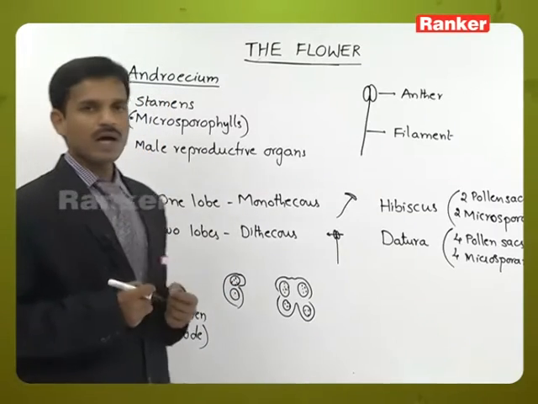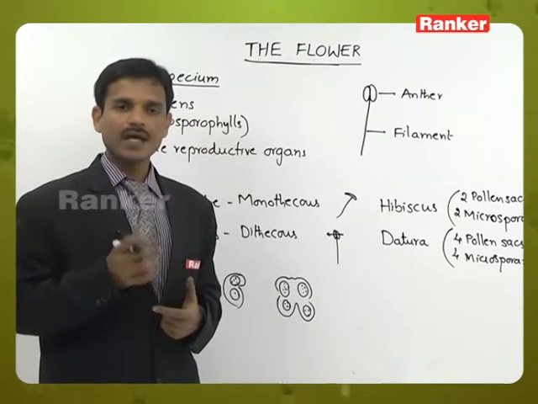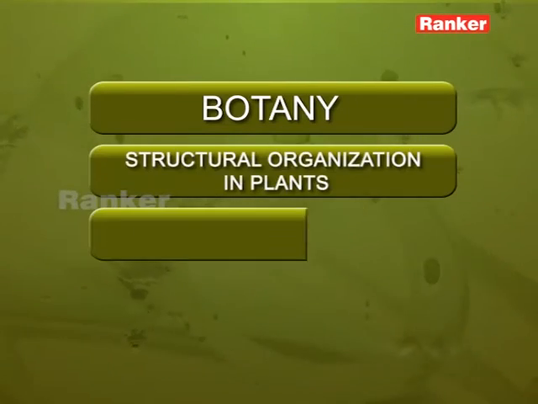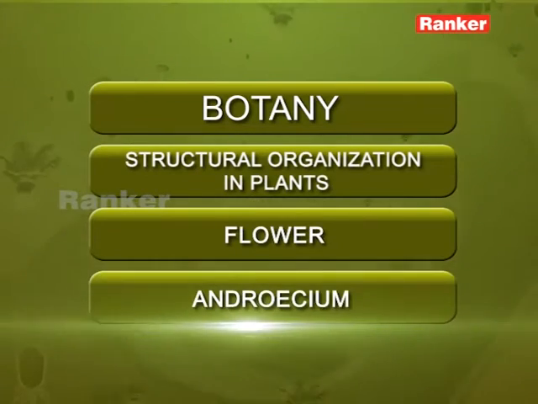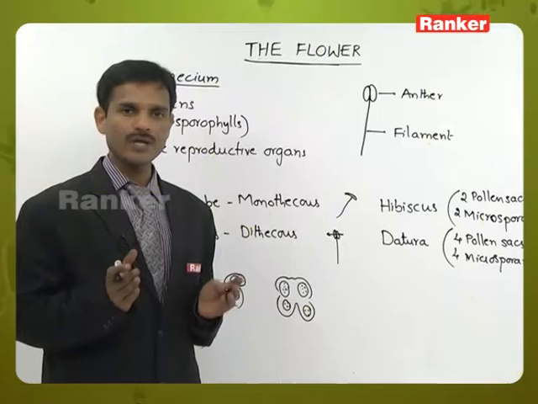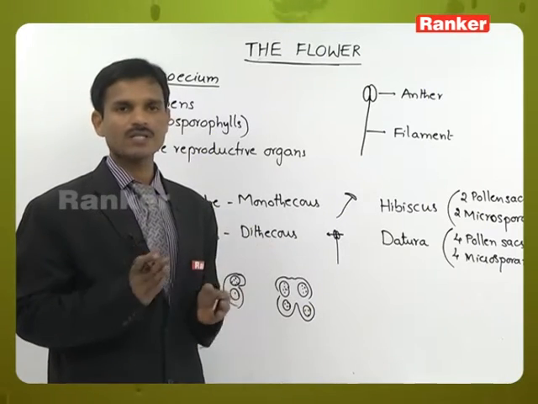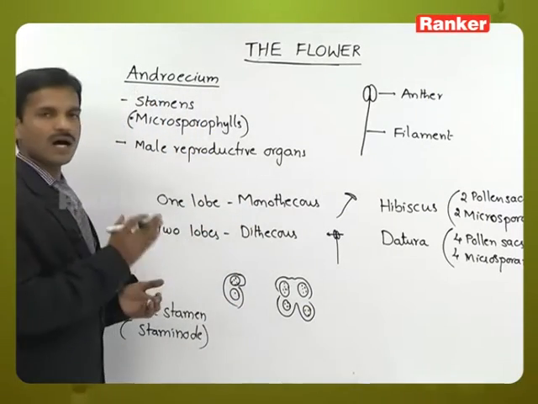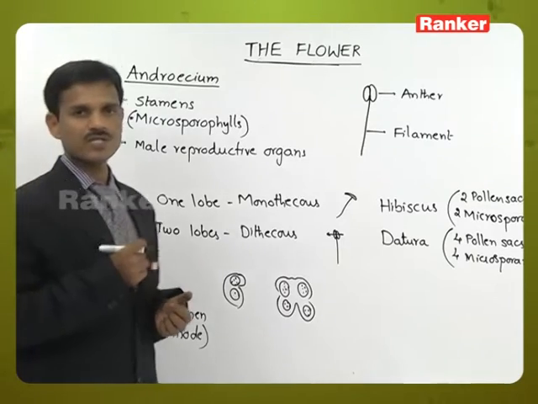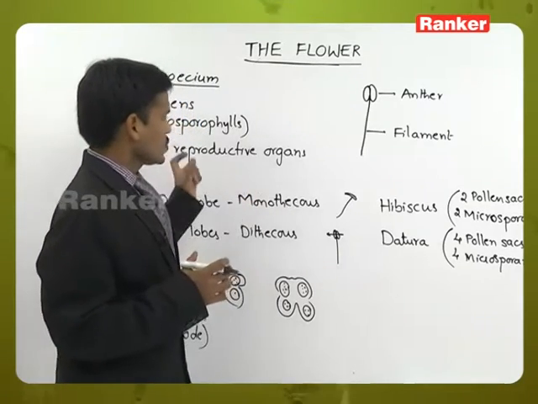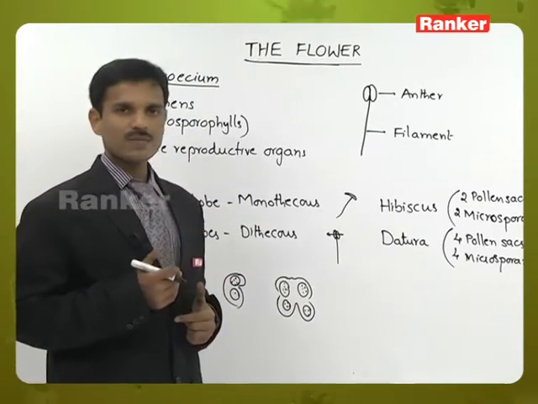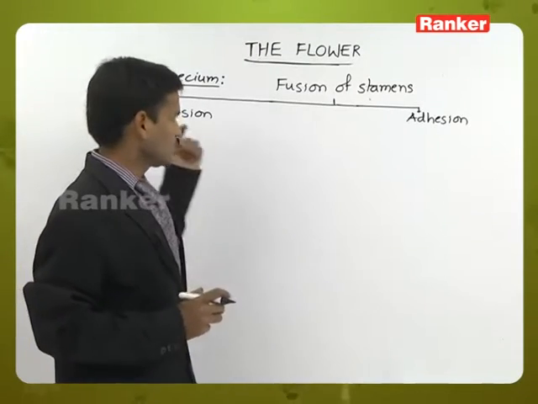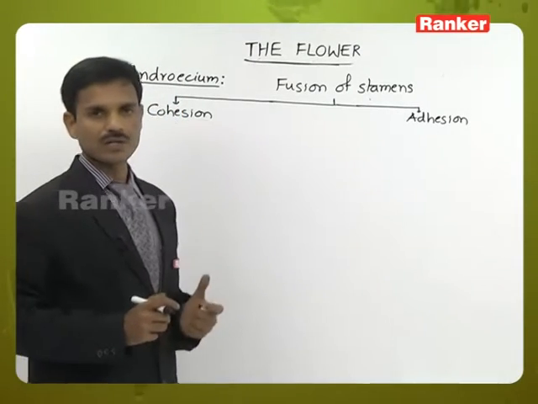So that is about the Androecium, and in the Androecium the stamens sometimes fuse with other floral parts. Sometimes fusion, or cohesion, takes place among the stamens, and sometimes the stamens are fused with the other floral parts, that is called adhesion. Let us discuss fusion of stamens, which is mainly of two types, cohesion and adhesion.